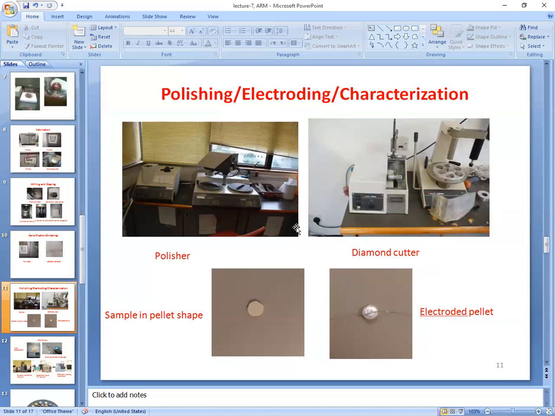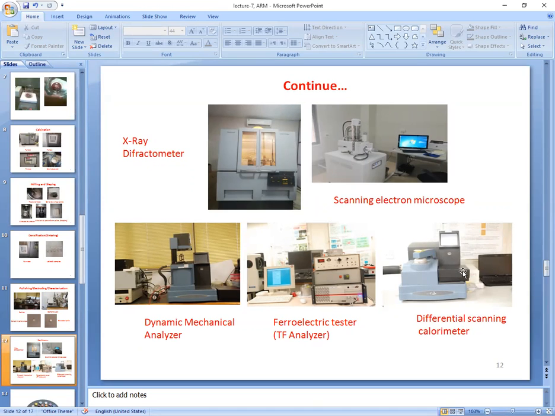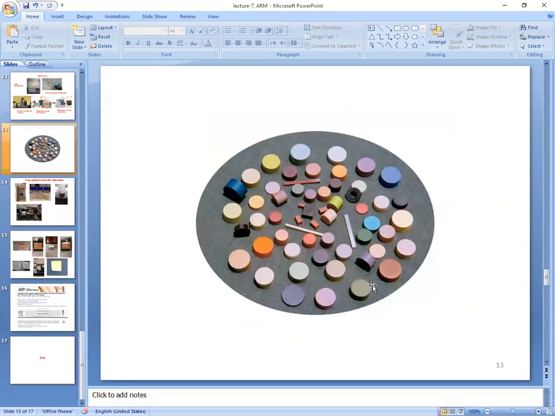Okay, so this is the final characterization, like polishing, cutting, and then we do electroding, and after that we can characterize it by XRD. This is SEM, and this is a dynamic mechanical analyzer. This is a ferroelectric tester, a TF analyzer. This is differential scanning calorimetry, DSC, and these are the final products in different shapes, and the color depends basically on the ingredients, on the chemicals you have used there.